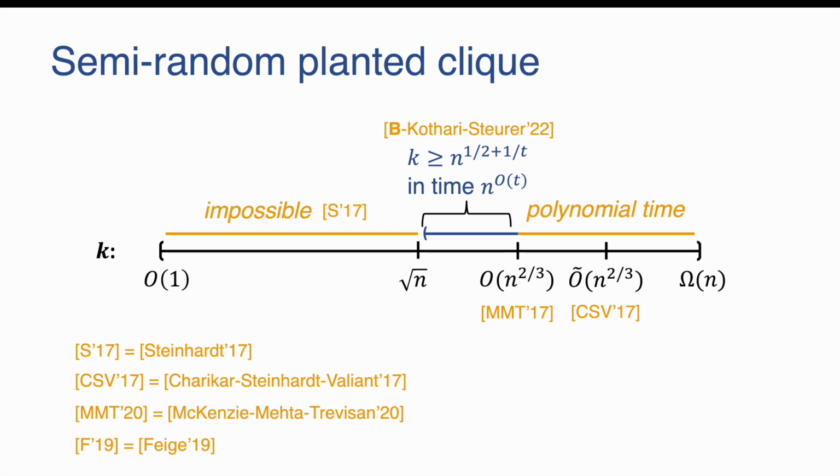You should think of t as a large constant. As you increase it, you get closer and closer to n to the 1/2. So for t equal to 100, you get k at least n to the 1/2 plus 1 over 100 in polynomial time, like n to the O of 100. Yeah, so this is our result.